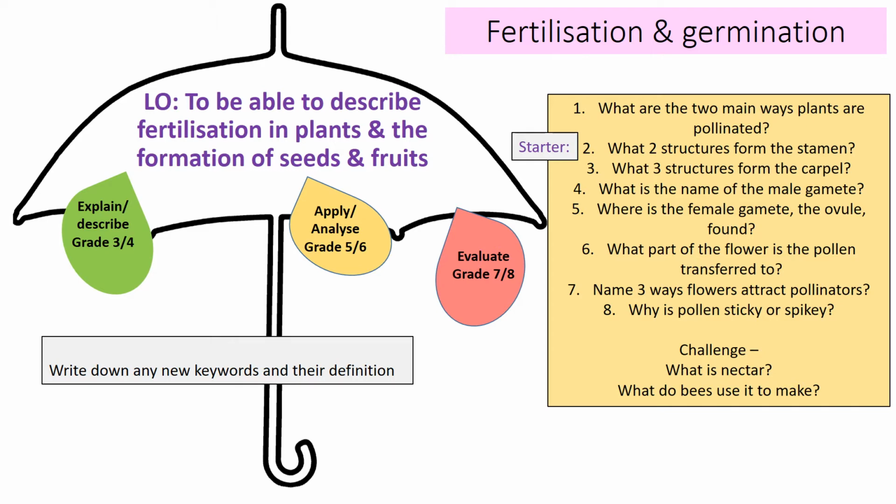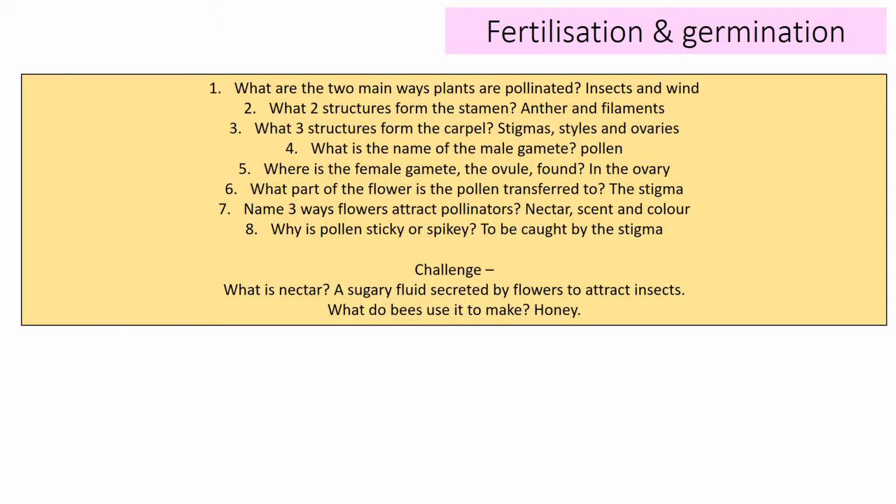Okay, hopefully you've answered them. Let's go through the answers now. So, what are the 2 main ways plants are pollinated? They are pollinated by insects and wind. What 2 structures form the stamen, the male sex organ part of the flower? The anther and the filaments. What 3 structures form the carpel? That's the stigmas, the styles, and the ovaries.